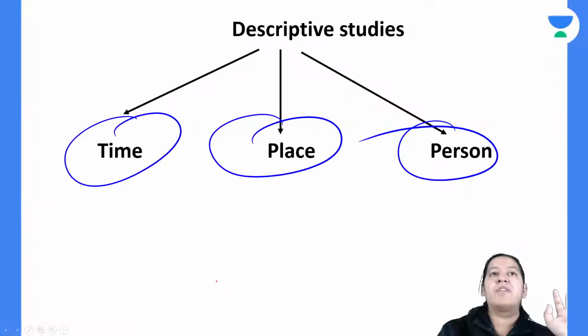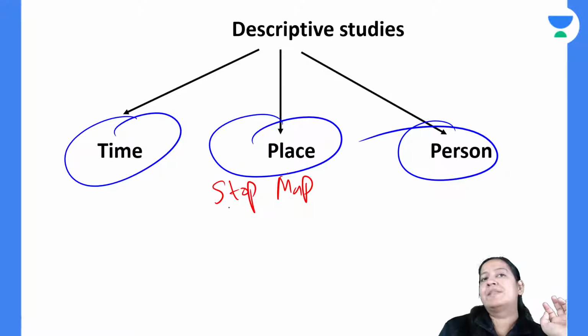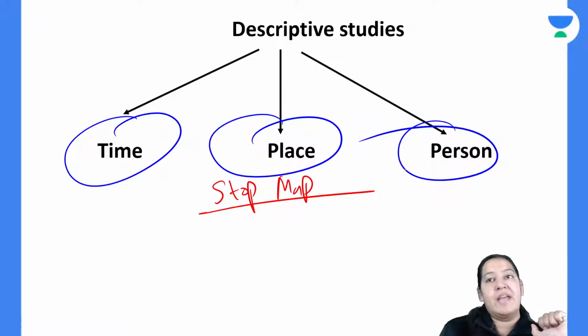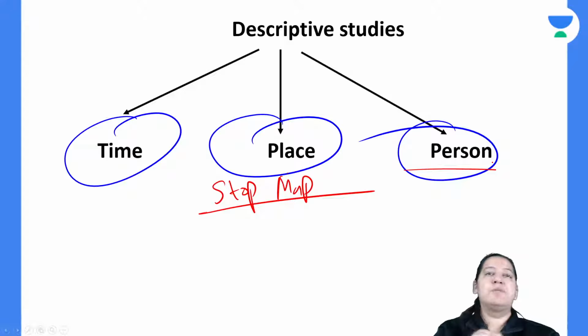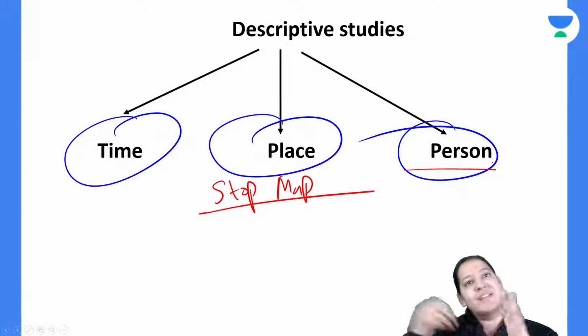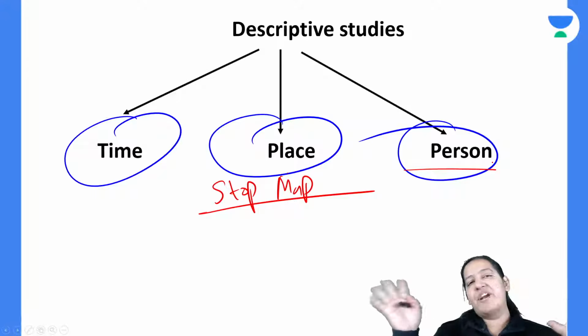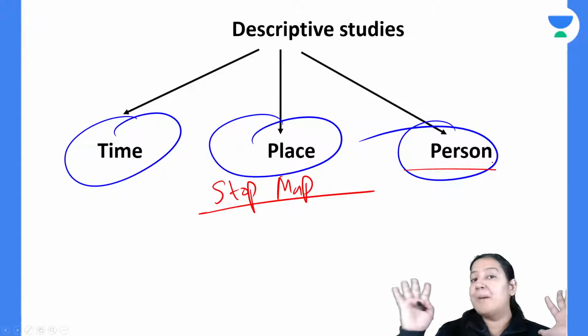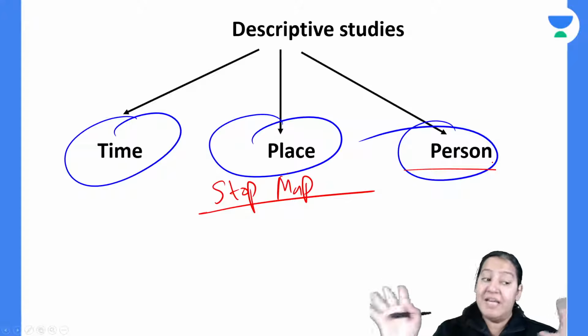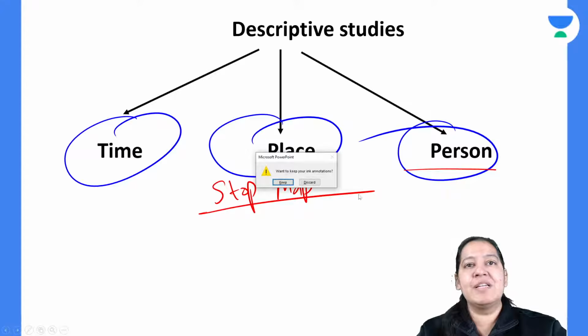After time, I have to go on to place. In place, I will show you how to make spot maps, how diseases cluster on a spot map, then person, then descriptive studies will be over. After that we will move on to analytic studies in which we will do case control and cohort studies. This is the most difficult portion of the entire PSM. Believe me, please believe me. But the time is limited, so I have to end here.